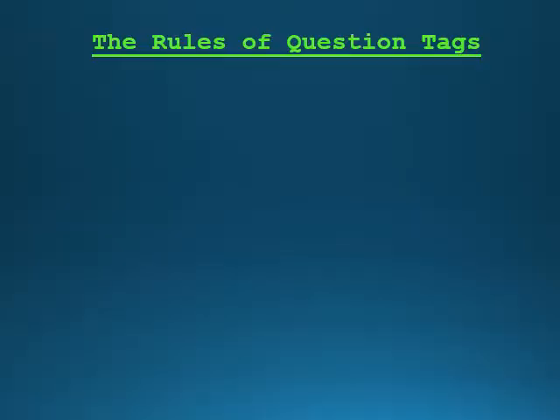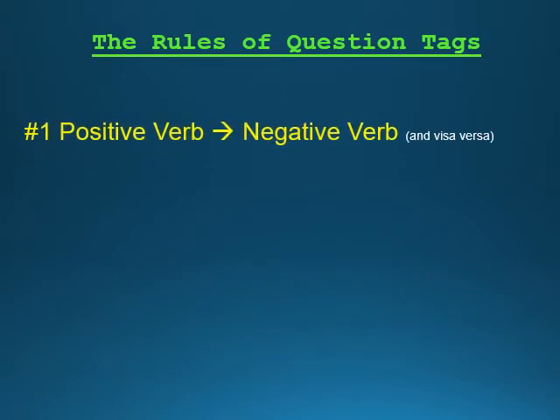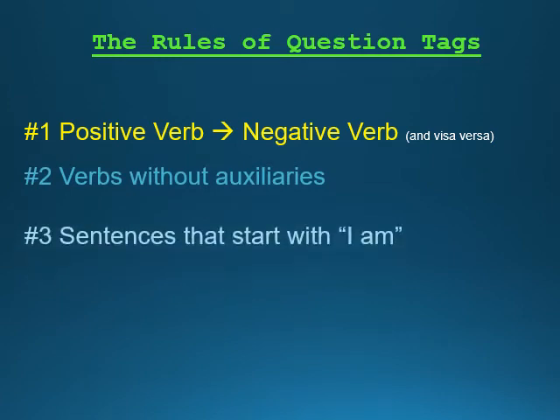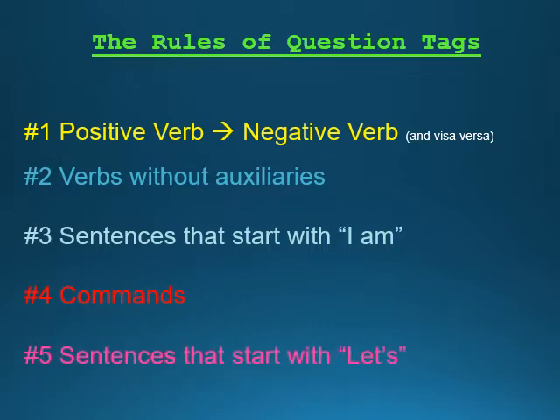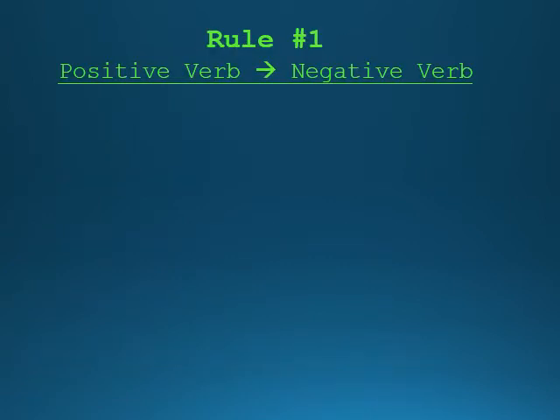Well, we will go over the rules of question tags. We have 5 rules of question tags. The first one is positive verb with a negative verb and vice versa. Secondly, we have verbs without auxiliaries. 3, sentences that start with I am, 4, commands, and 5, sentences that start with let's. Let's start with the first rule, which is the positive verb with a negative verb.